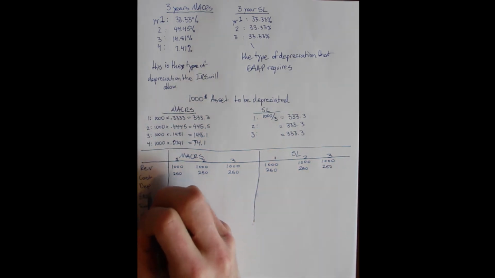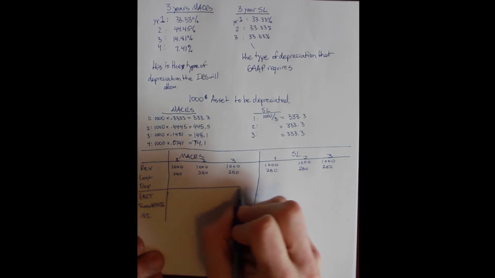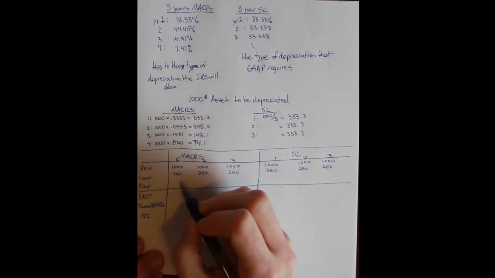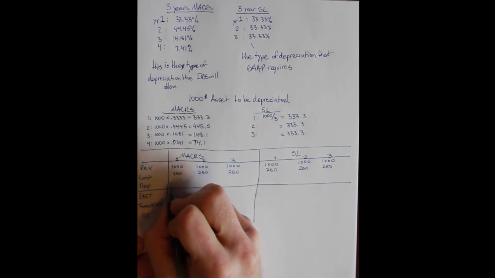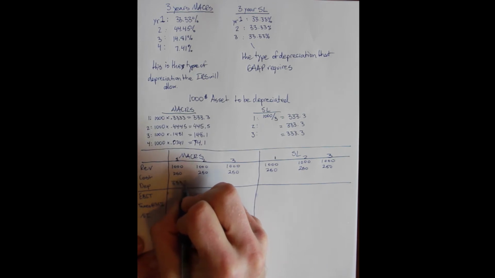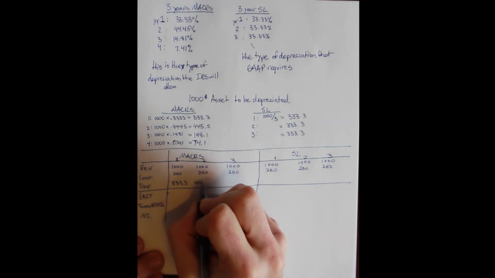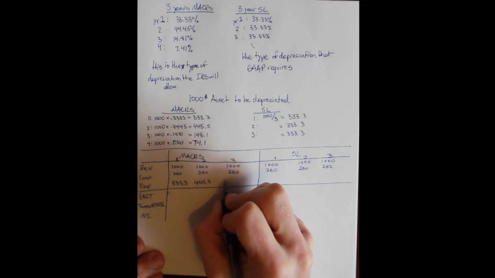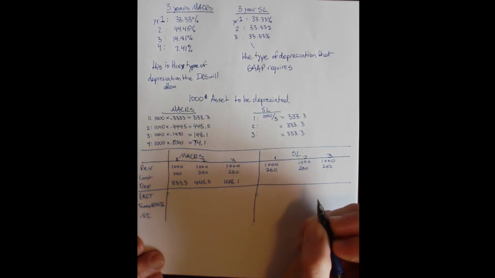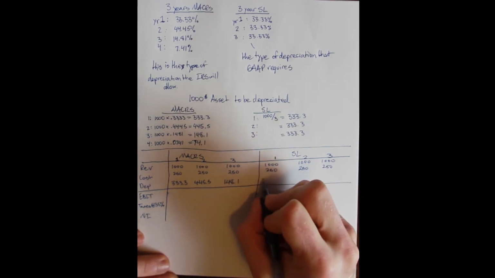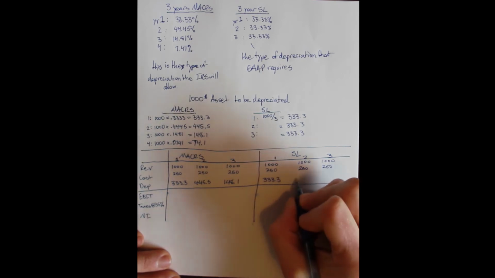And then our depreciation. Now, depreciation on the maker's schedule is listed right here: 333.3, 445.5, 148.1. And for straight line, it's always the same. It's always 333.3.